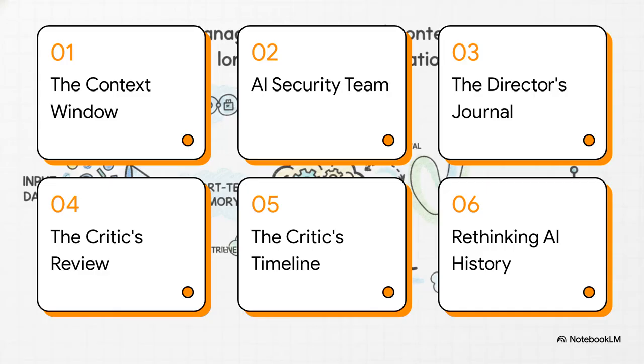So here's our roadmap for this explainer. We'll start with the context window challenge, move into Slack's AI security team, look at the director's journal, the critic's review, the critic's timeline, and finally, rethinking AI message history. We're going to dissect this whole multi-agent system piece by piece.